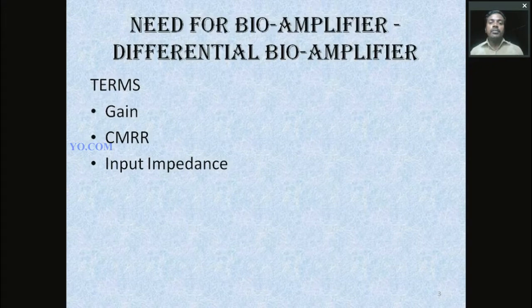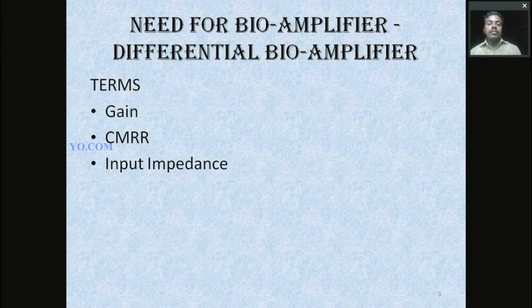Suppose the input signal is 1 volt and the output is 10 volt. Then the gain is 10. So the amplifier amplifies the input 10 times. That is the gain of the amplifier. The gain is very important in a biological amplifier. In a biological amplifier, the gain is very high because biosignals are very weak signals.